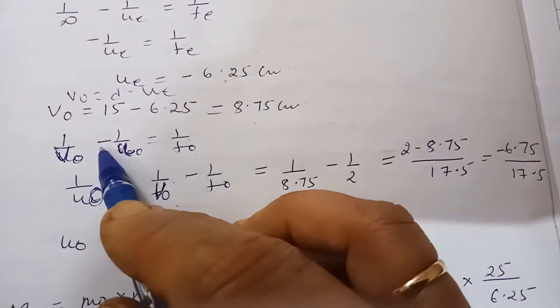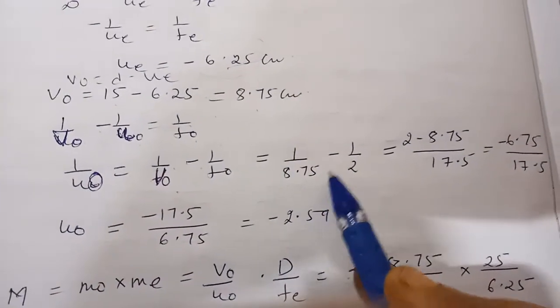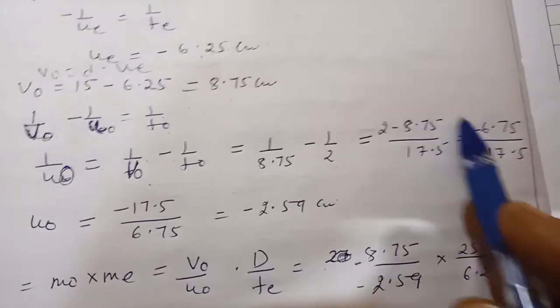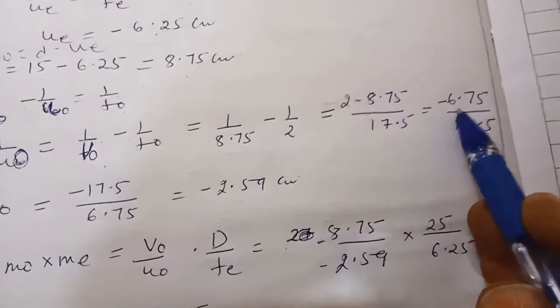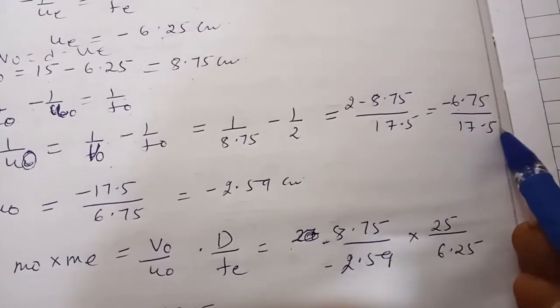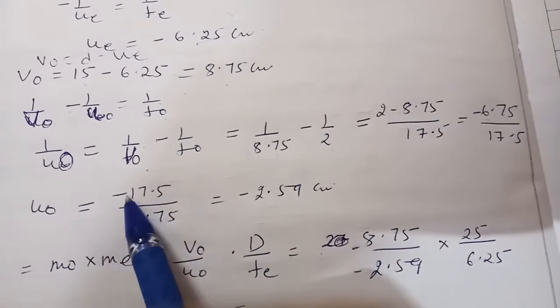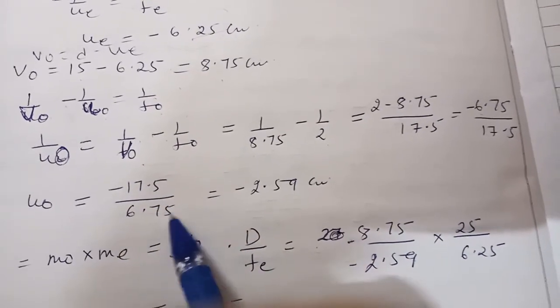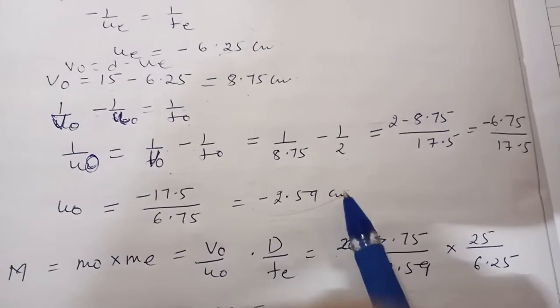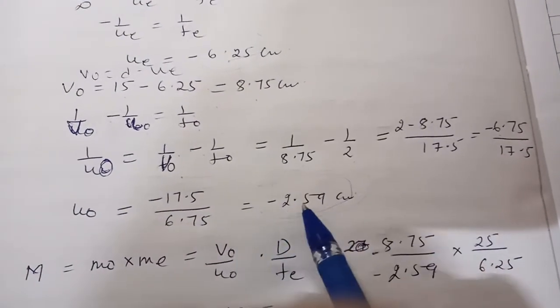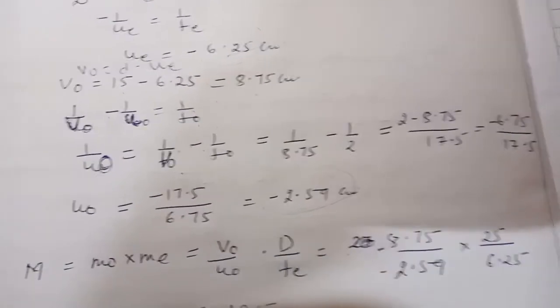Take this to this side. So 1 upon 8.75 minus 1 by 2. After solving this, you will be getting minus 6.75 divided by 17.5. So U naught comes out to be minus 17.5 divided by 6.75. So here you have got the value of U naught minus 2.59 centimeter.